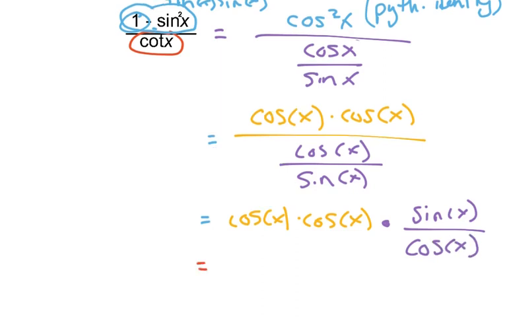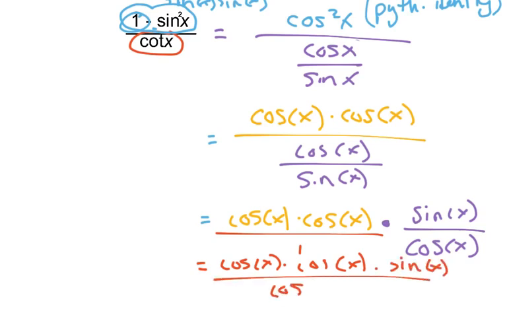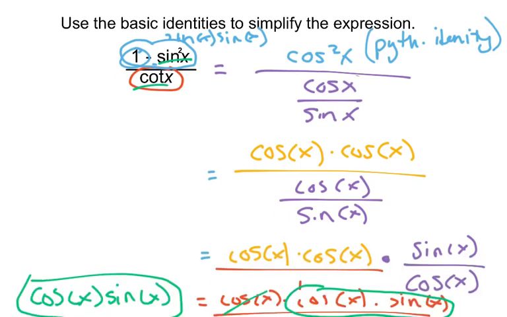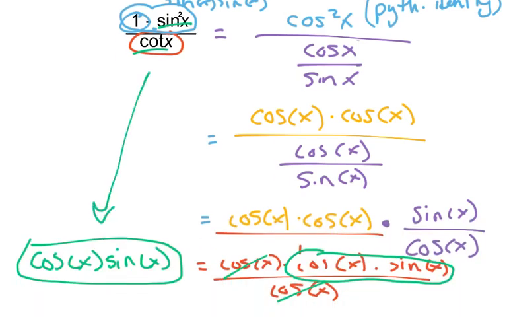From there, I can take the time to write this all as one fraction, so cosine of x times cosine of x times sine of x on top over cosine of x, and therefore, oh my gosh, not all of the cosines cancel, of course, but one of the cosines on top with one of the cosines on the bottom, and so the only thing left here is a cosine and a sine on top. So the simplification of having this fancy squared thing up here and a cotangent is that it actually becomes cosine of x sine of x.